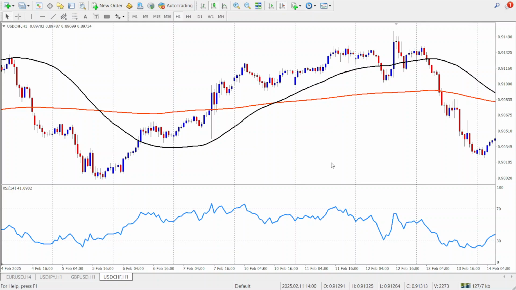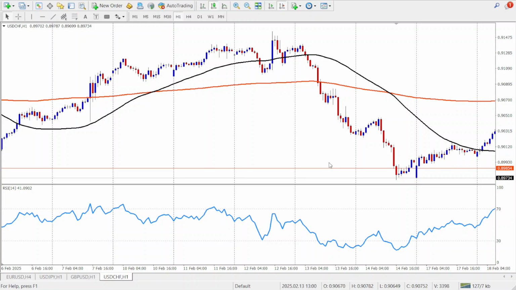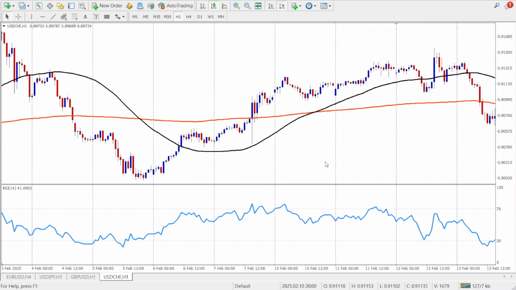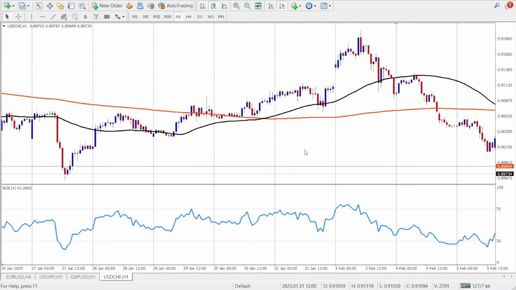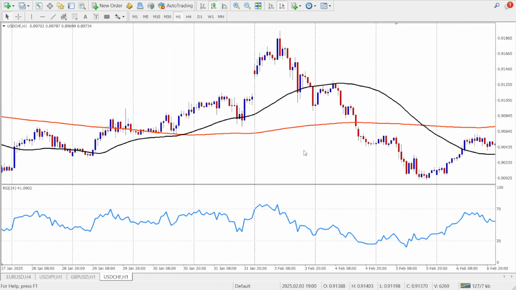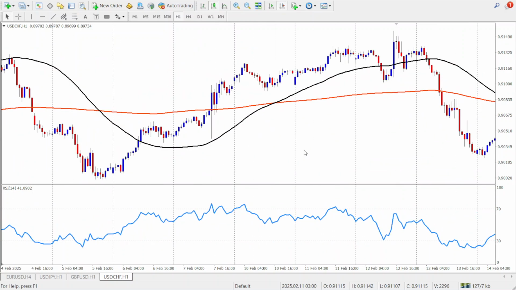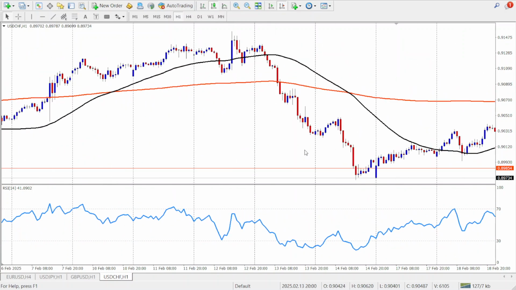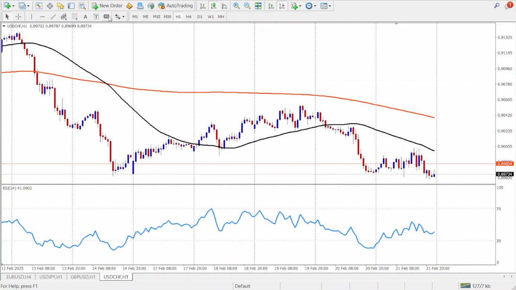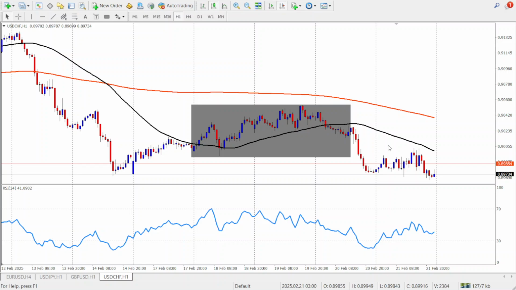Okay, and also adapt to market conditions. The effectiveness of moving averages can vary depending on the market. In a strong trending market, they can be incredibly useful, but in sideways markets, you might want to adjust your strategy and use them as dynamic support and resistance levels.